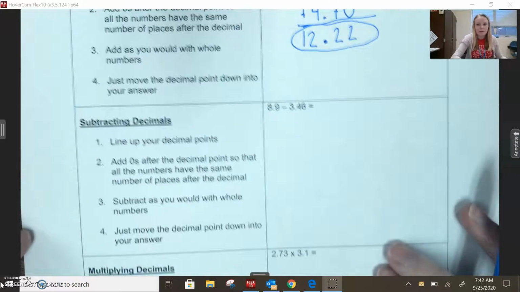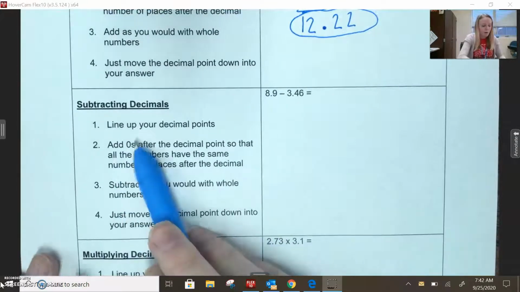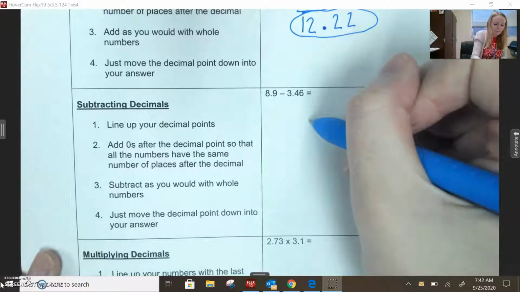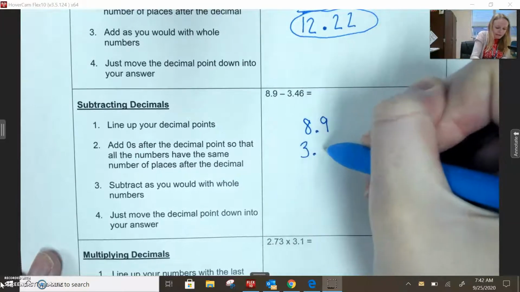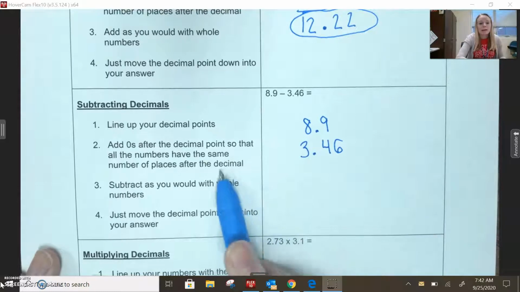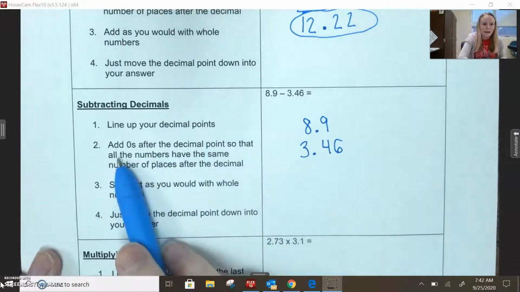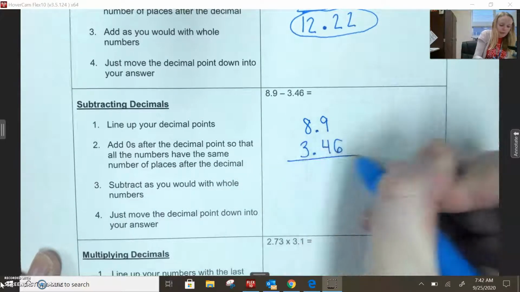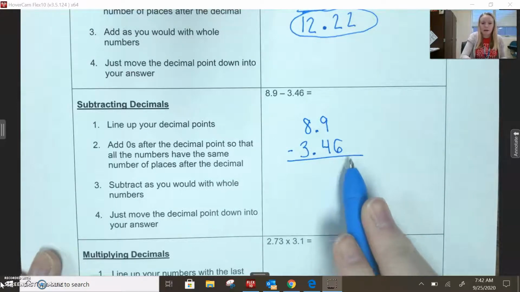Now we're going to look at subtracting with decimals. It's actually very similar to adding. All we have to do first is line up our decimal points, the same thing that we started with when adding. With subtracting, it's even more important than it is with adding that we add those zeros in where there are blank spaces. If I were to actually subtract, I cannot just put that 6 down here, okay?